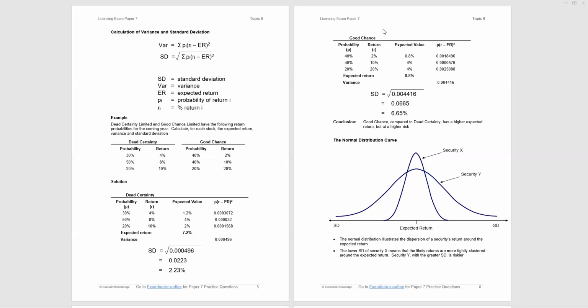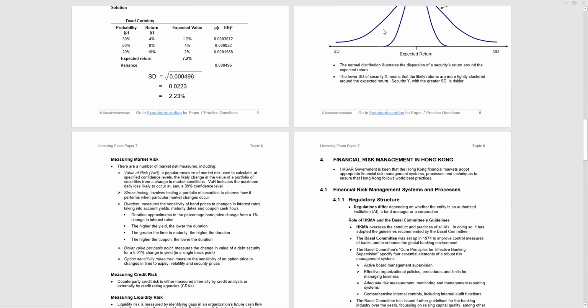So what is our conclusion? The lower standard deviation of security X means the likely returns are more tightly clustered around the expected return, whereas security Y with a greater standard deviation is riskier because the returns can potentially move way off to the left, and that is not good news for an investor.